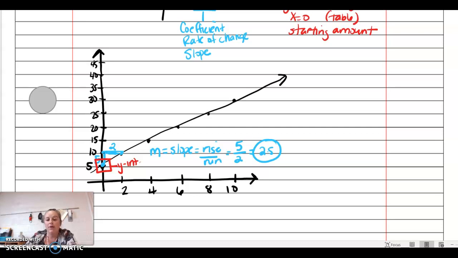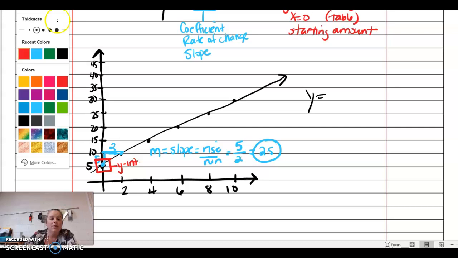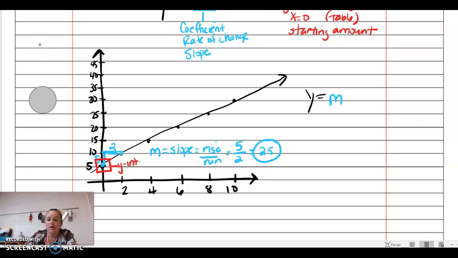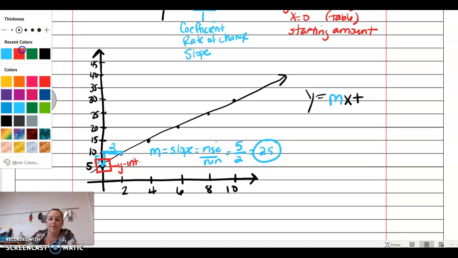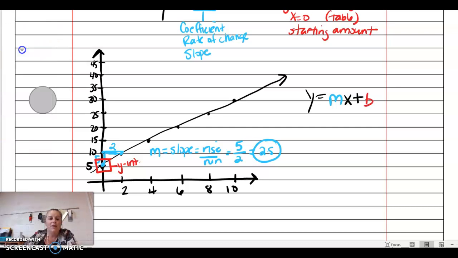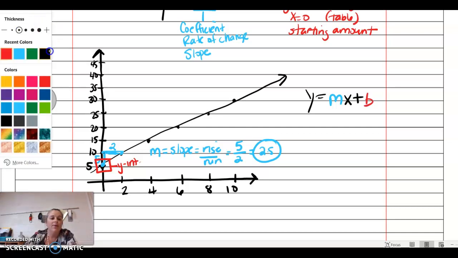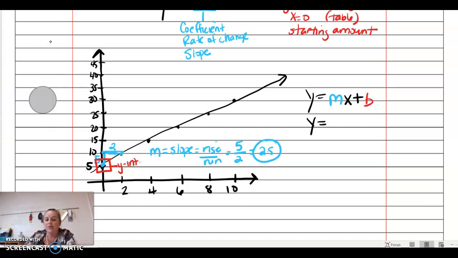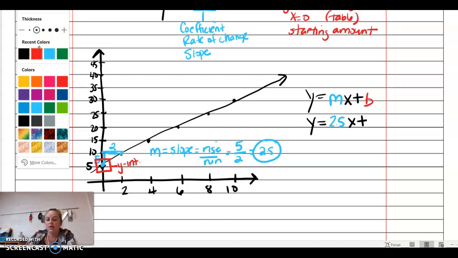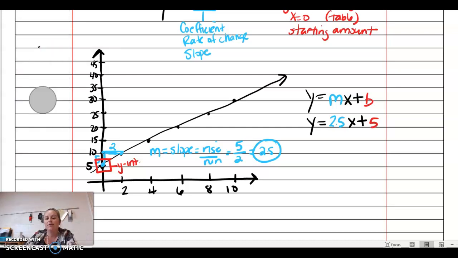So I'm going to go back over here. Y equals my m x plus B. Okay, so I have my y equals the x and then the plus. My m was blue, so I'm going to do this 2.5x plus the y-intercept was 5.